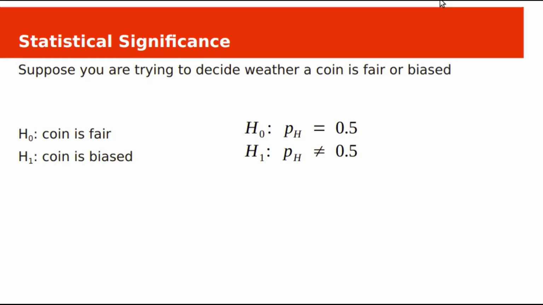Suppose you are trying to decide whether a coin is fair or biased. Here, the null hypothesis is the coin is fair, and the alternate hypothesis is the coin is biased. To decide that, we toss the coin and see how often it comes up heads. If the coin is fair, half of the times it will result in heads. So we can write our null and alternate hypotheses in this way also: H0, probability of heads is 0.5, and the alternate hypothesis is probability of heads not equal to 0.5.